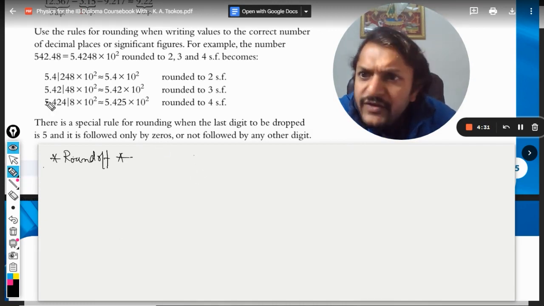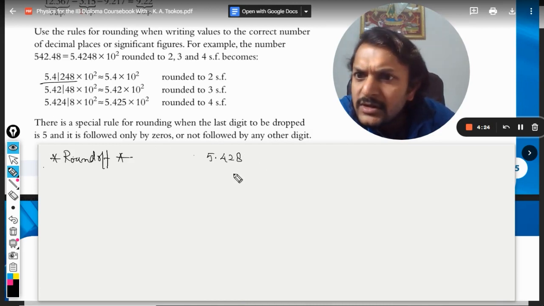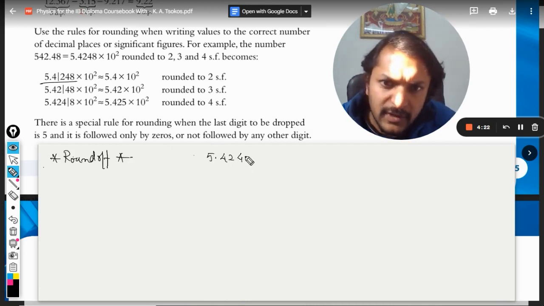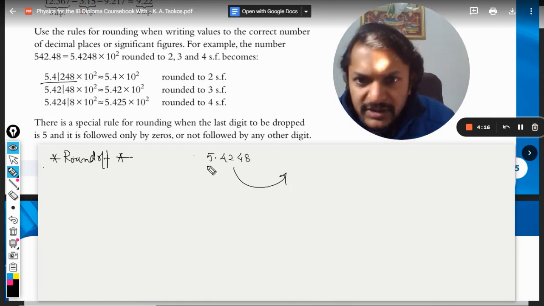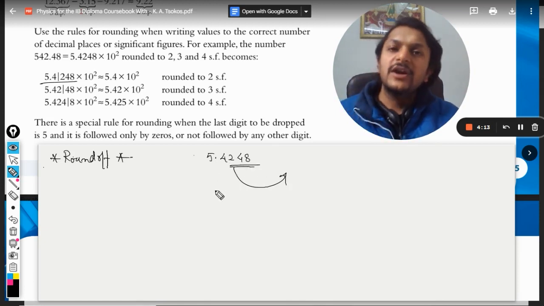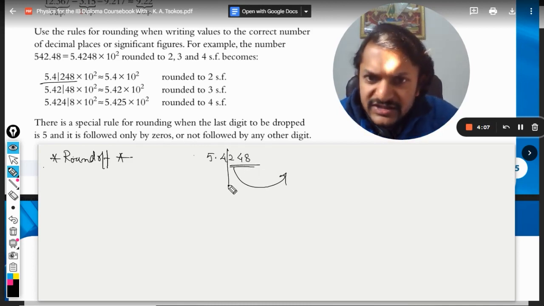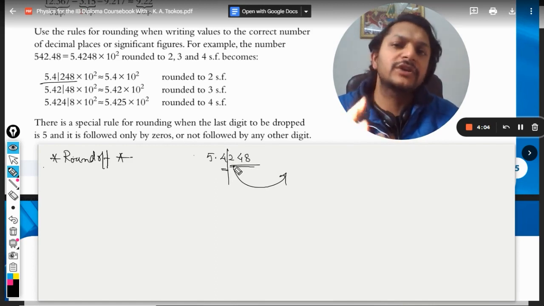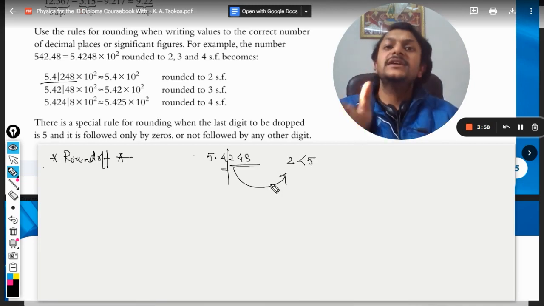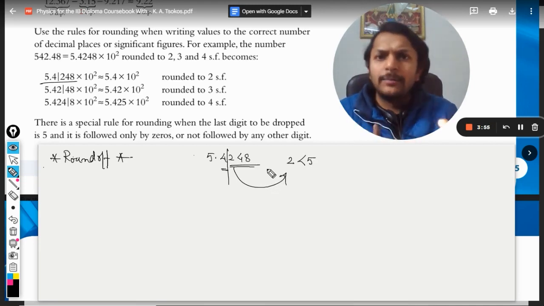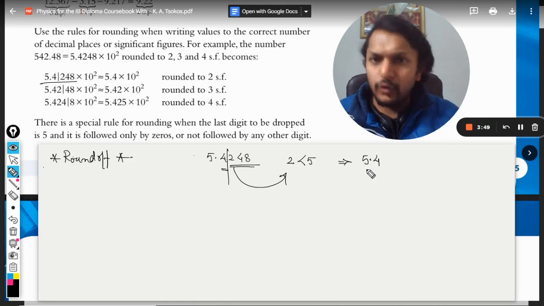If we have this example in front of us, like 5.4248, and we want to round it off up to two significant figures, it means we keep only this and delete the rest. The 248 has to be ignored. So we just see what the digit after 4 is. In this case, it is 2. If this 2 is lesser than 5, we just drop the rest. So this will be rounded off to 5.4.